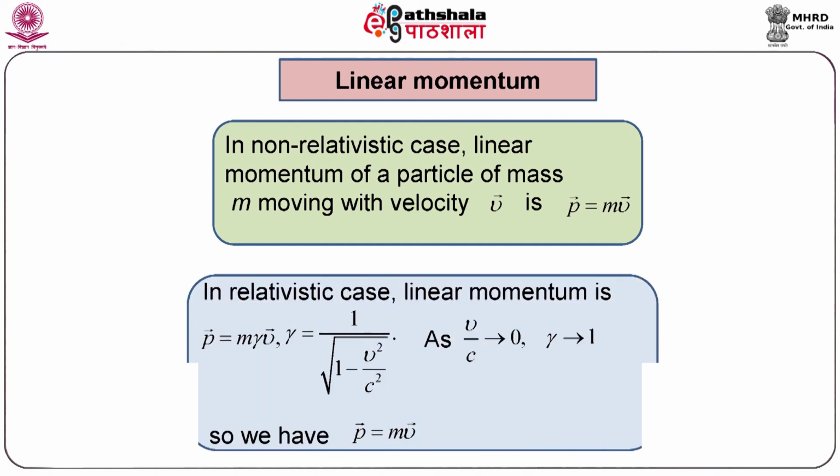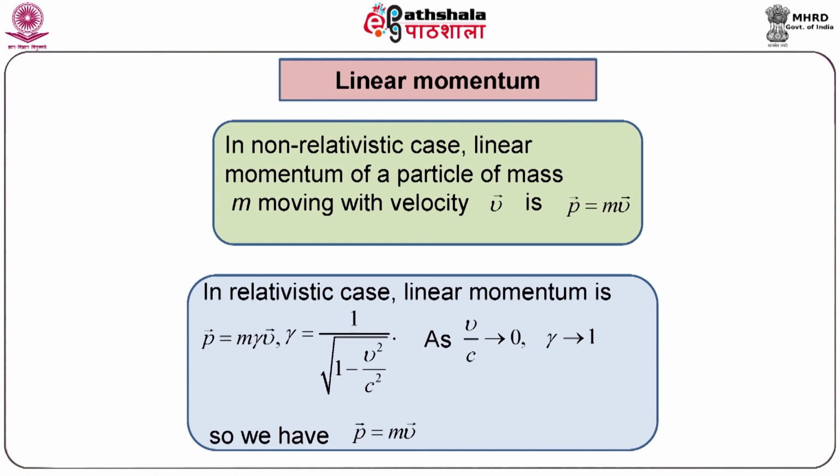In a relativistic case, linear momentum is given by p vector equal to m into gamma into v vector. Gamma has the expression like this. V is the velocity with which frame S dash is moving with respect to frame S. S is a fixed frame. C is the speed of light.